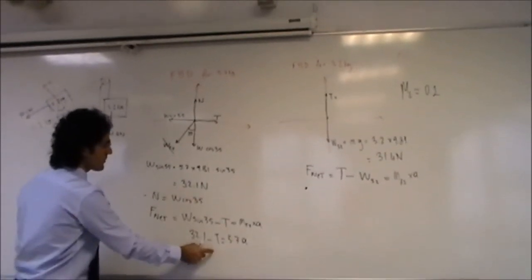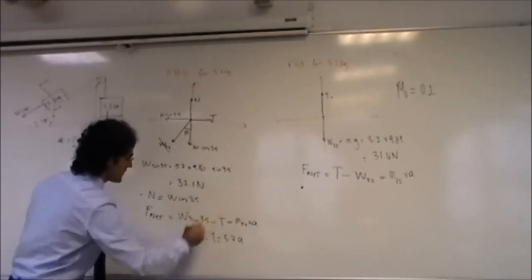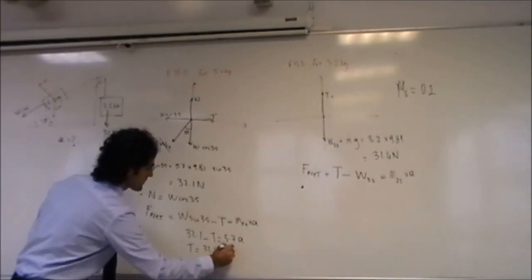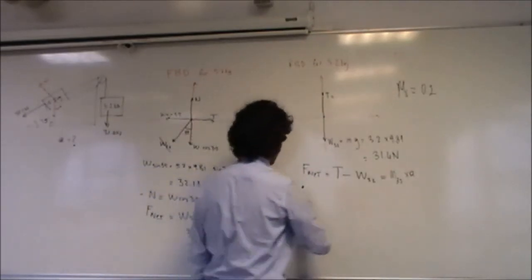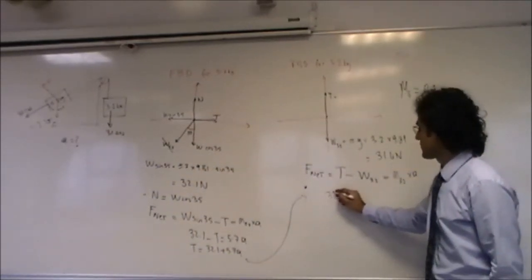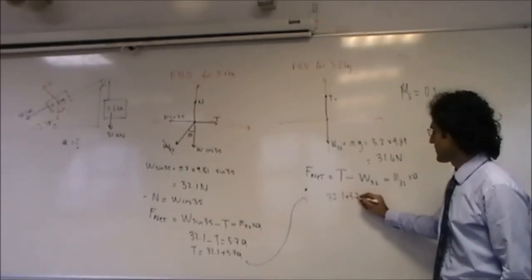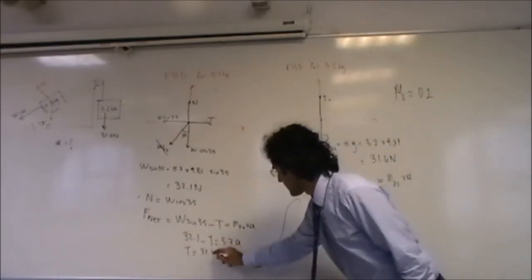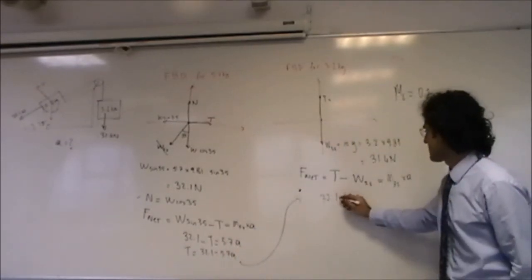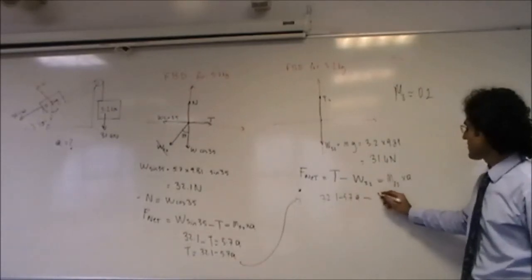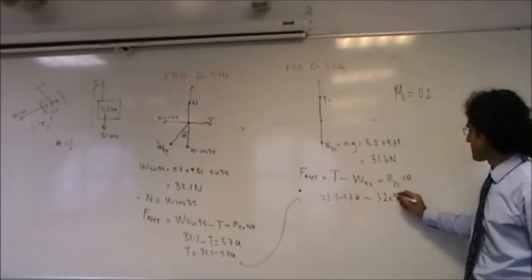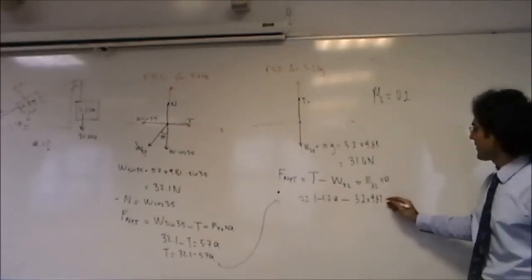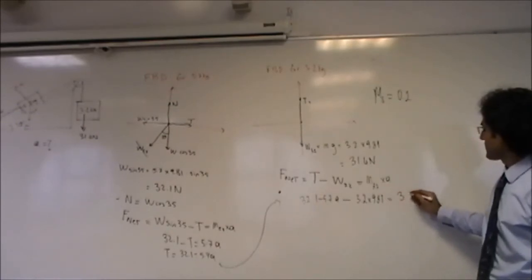And now I'm going to derive T over here and insert it over there. T will be equal to 32.1 minus 5.7A. Now if I take this one over here, tension is 32.1 minus 5.7A. Then minus mass 3.2 multiplied by 9.81, the weight of the object which has 3.2 kilograms mass, is equal to 3.2A.